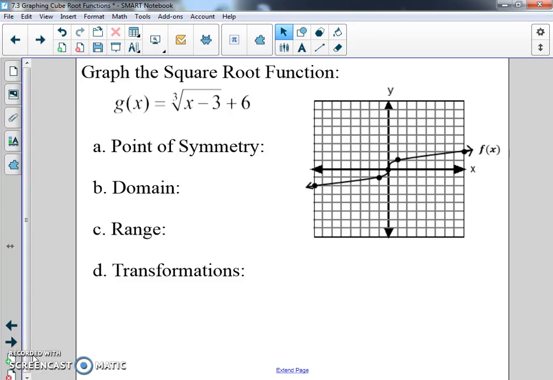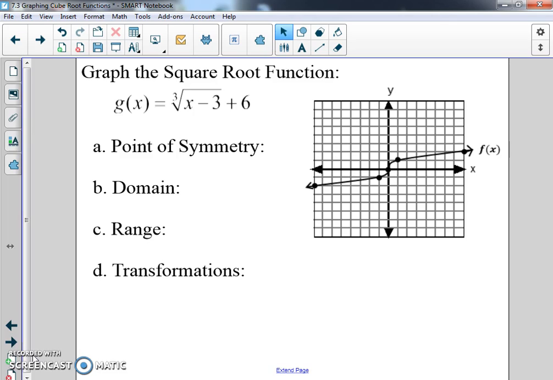All right, so now we're going to graph our cube root function. We have g of x is equal to the cube root of x minus 3, plus 6. Let's talk a little bit about our parent function here. We've already graphed that. The parent function's point of symmetry was (0, 0). It went through (1, 1), (-1, -1), and also went through (8, 2) and (-8, -2).